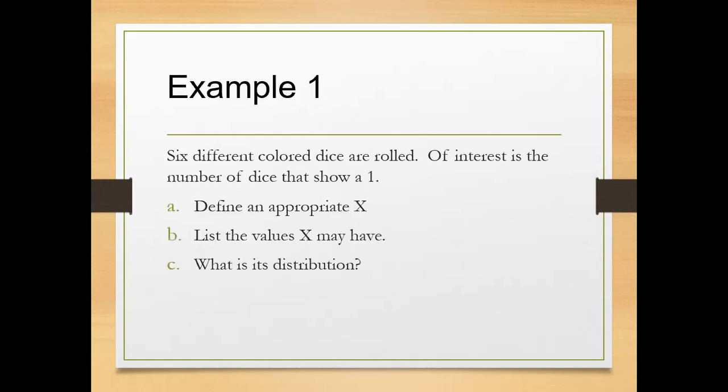Example: 6 different colored dice are rolled. Of interest is the number of dice that show a 1. So 6 different colored dice are rolled. I don't know, red, orange, yellow, green, blue, purple. That's 6 colors, a rainbow of colors for sure. Of interest is the number of dice that show a 1.